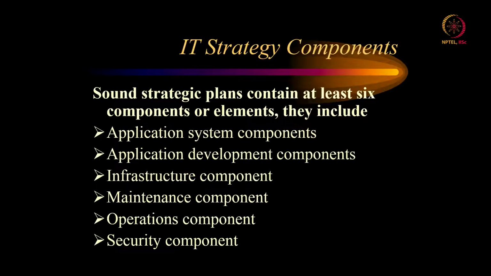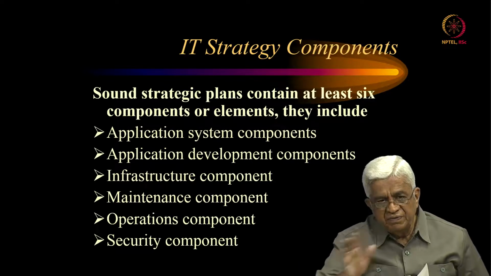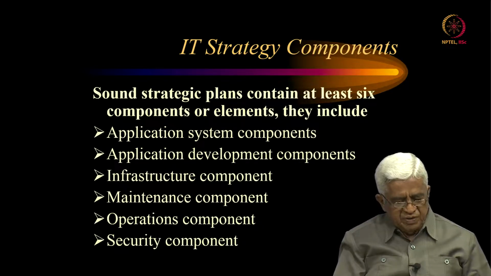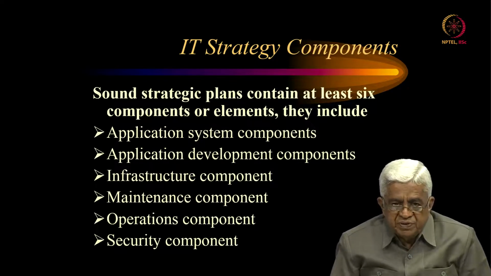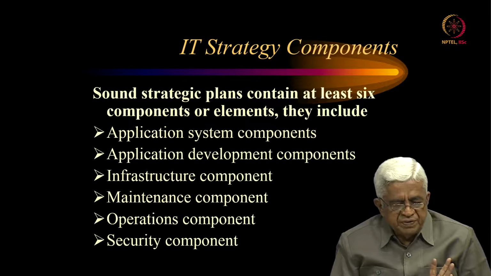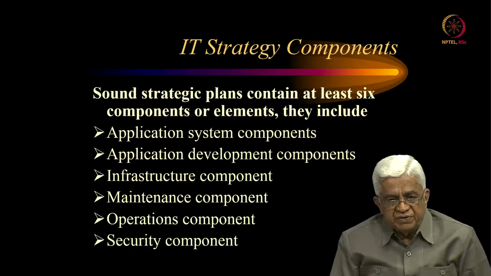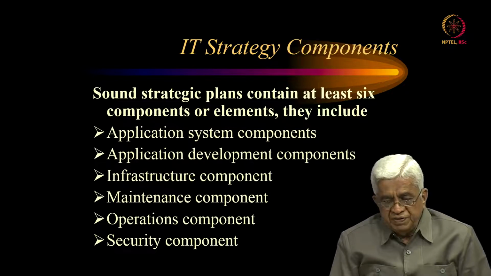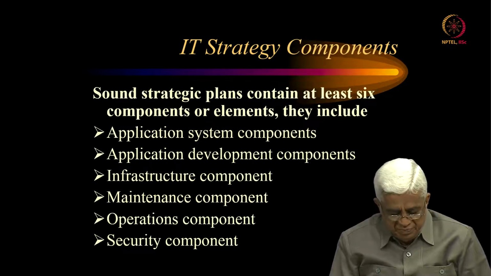So, this is where, when you look at IT, the strategy components, 6 components are at least required for sound strategic plans. One is the application systems component, second is the application development component, third is the infrastructure component, fourth is the maintenance component, fifth is the operations component, and sixth is the security component.